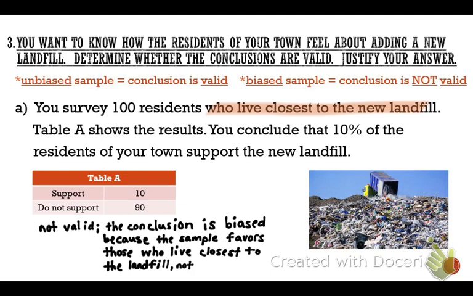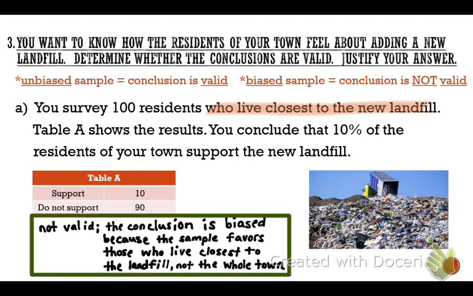Not the entire town. In order for this to be a valid opinion, it would have to be fair. It would have to ask the whole town, not just the people who live closest to the landfill. Okay, so take a couple minutes. You want to write down that whole thing there on problem A. It's not valid because it's biased when the sample favors those who live closest to the landfill and not the whole town.